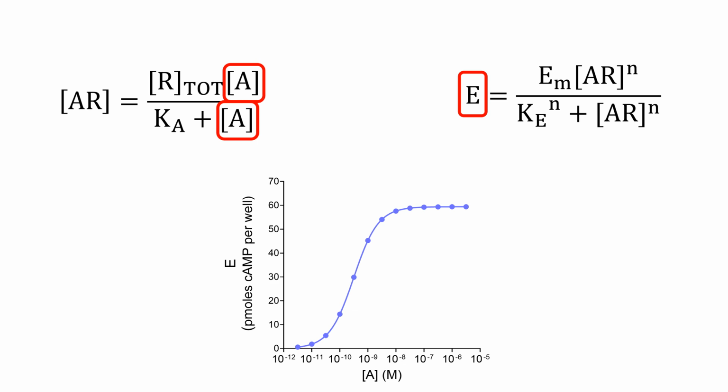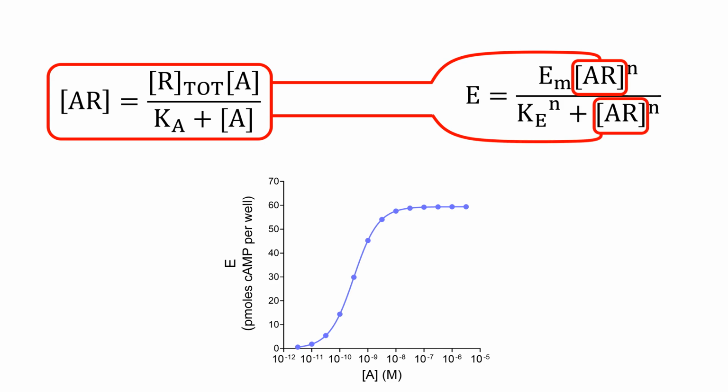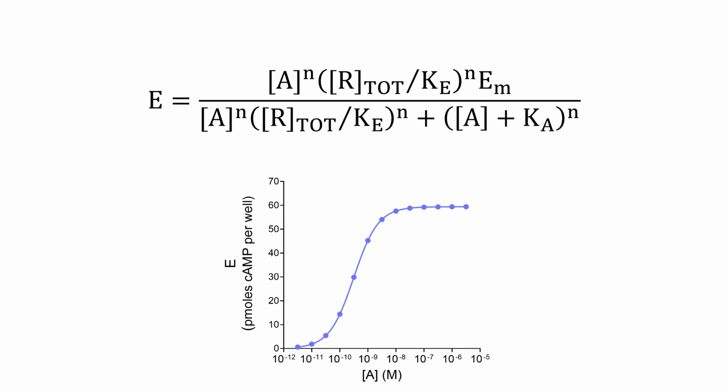Here we can see these variables in our equations, but they are separated into the two different equations. So we need to combine these equations. We take the equation for AR on the left and we substitute it into the equation for the signal on the right. After this, we do some rearranging to obtain the equation we need, which you can see here.